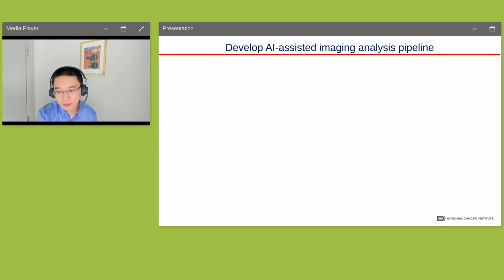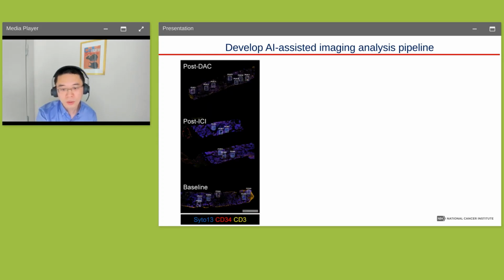So this is exactly how we did the experiment. On every single slide, we have 3 samples from the same patient. One is at baseline, the other one is post-immune checkpoint inhibitor, after the pembrolizumab treatment on day 8. And then later on, we have another bone marrow sample, the top one, which is post-hypomethylating agent, the decitabine treatment. We stain the slide with Cyto13, which shows all the nuclei, CD34, the leukemia cells in this setting, and CD3, which marks the T cells.